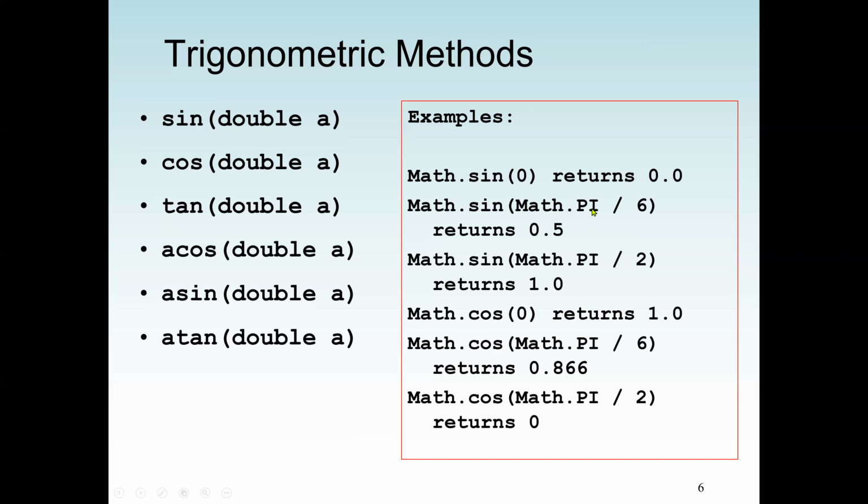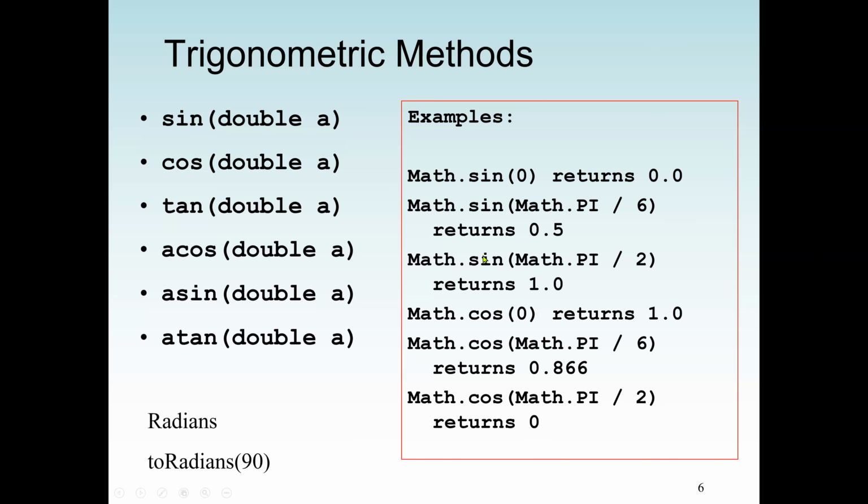So pi can be degrees. Pi is 180 degrees. When you convert 180 degrees to radians, it's 3.142. Also, we have sine of pi divided by 2. The answer will be 1, because we know sine 90 degrees is 1. Cosine 0 is 1, and cosine 90 is 0. So cosine of Math.PI divided by 2 is 0.